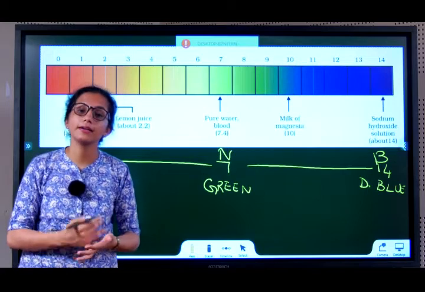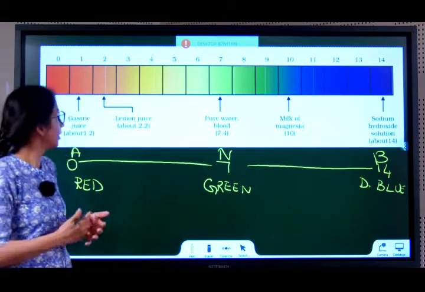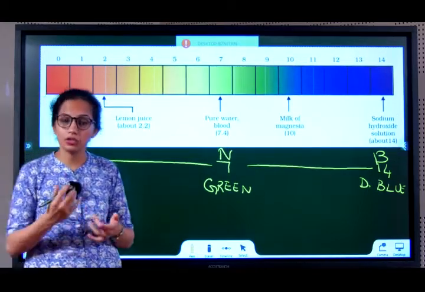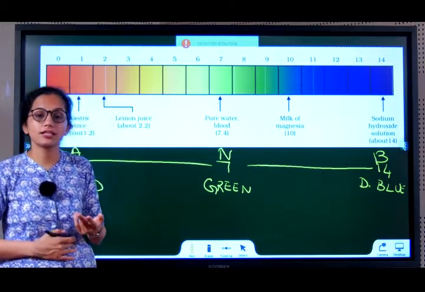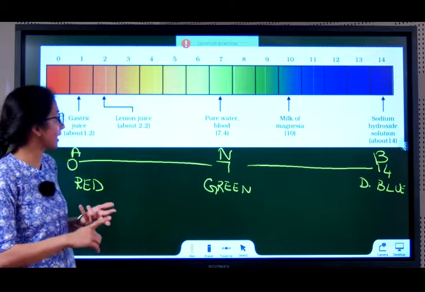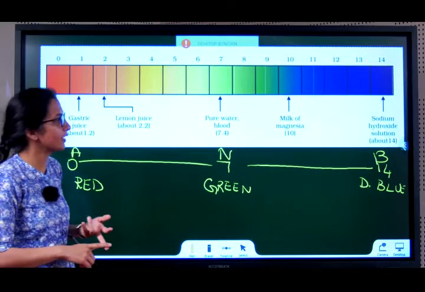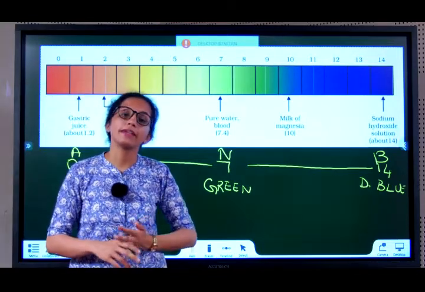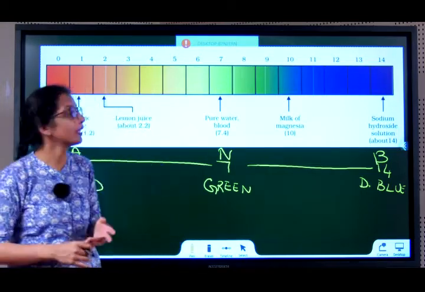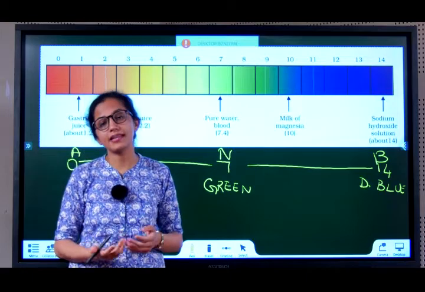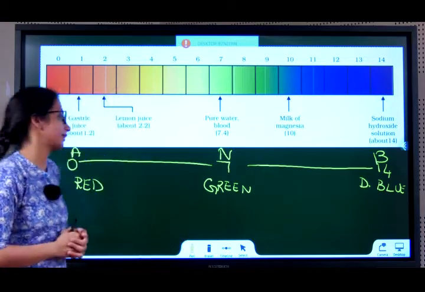Water and blood, neutral, almost neutral. Lemon juice has citric acid, so it's acidic. Gastric juice, the acid produced in our stomach, again an acid, so pH value less than 7. Milk of magnesia, magnesium hydroxide, hydroxide is there, so it's a base, pH value more than 7. Sodium hydroxide, strong base, pH value definitely more than 7.